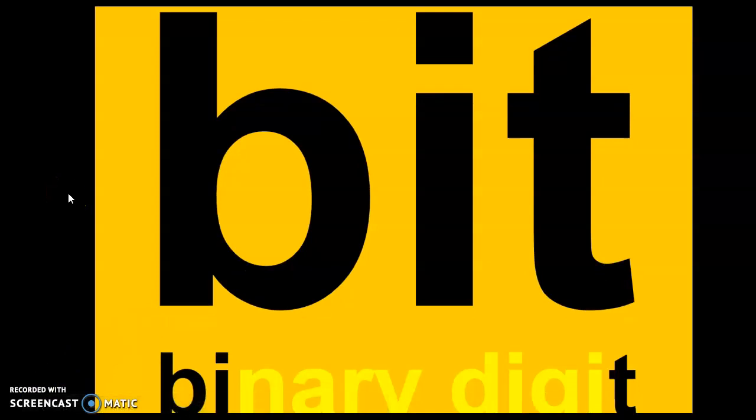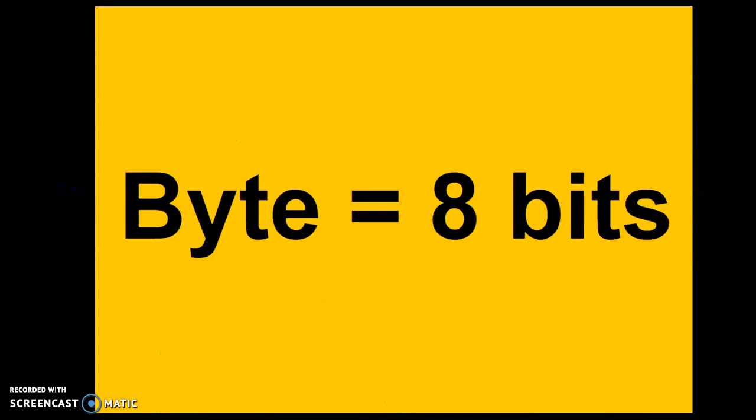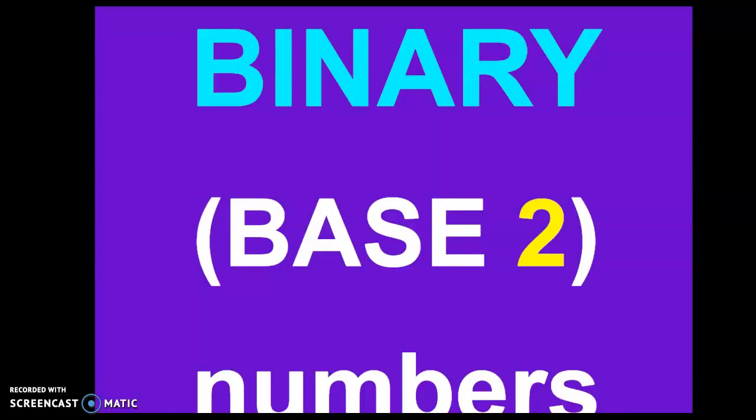Okay, you've heard the terms bit and byte and gigabytes and megabytes and terabytes. Well, a bit is what's referred to as a binary digit. The word bit comes from binary digit, a 1, a 0. A byte has 8 bits. And then there's a megabyte, a gigabyte, a terabyte, and so on.